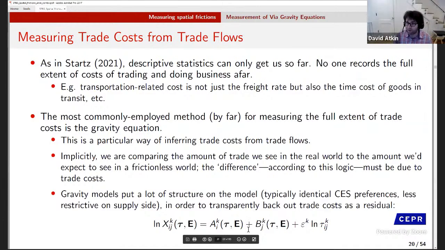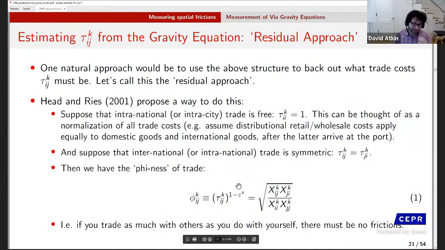But if we're willing to buy this, and there's strong empirical support that this relationship holds reasonably well, then we can actually go and quite simply back out trade costs. And Head and Ries have the simplest way of doing this, which is to make an assumption that intranational trade, i.e. trade with myself, tau_ii in good K, is free. So that's making an assumption that there are no trade costs for trading with myself.